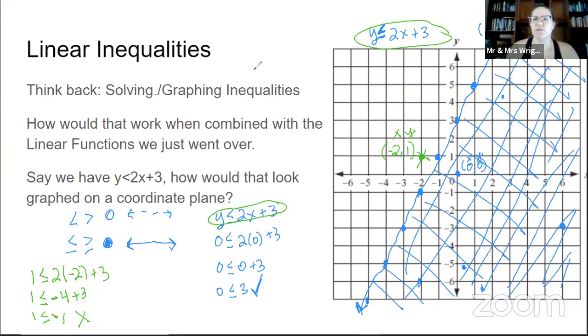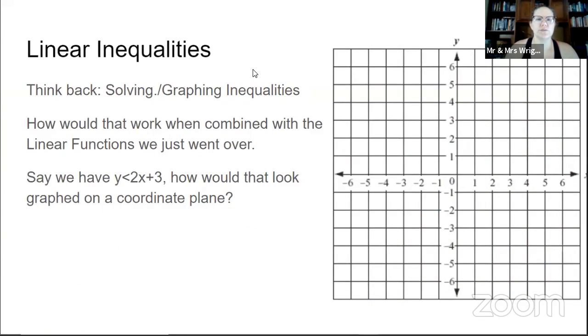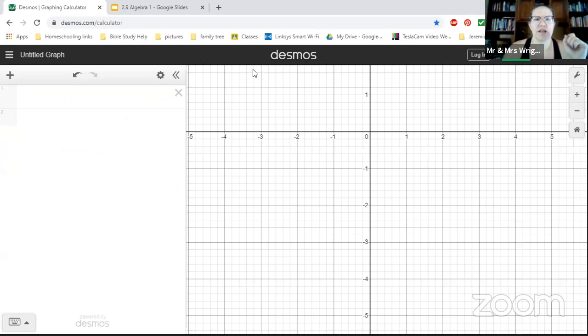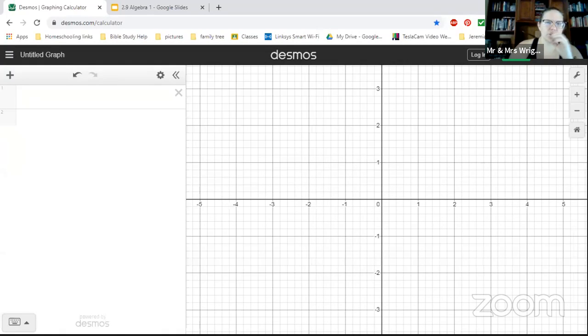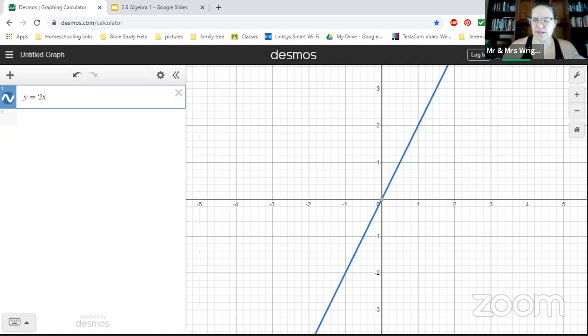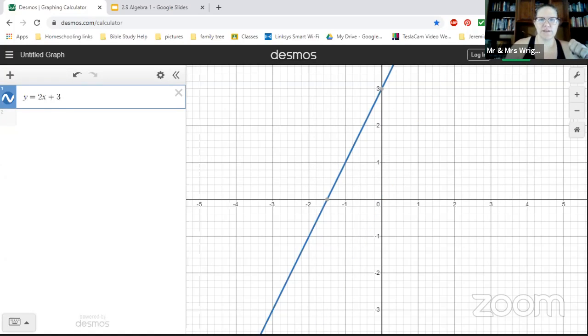So I want to go ahead and show you an online graphing tool that we have here. This is called Desmos. And it's really cool because it allows you to plug in your equations and see what you would graph. Like, what were we just looking at? Let's start with the linear equation that we had. I think it was y equals 2x plus 3, right? That was our linear equation that we had.